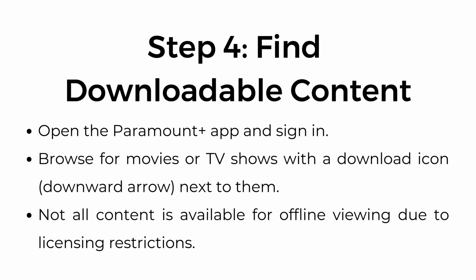Step 4. Find downloadable content. Open the Paramount Plus app and sign in. Browse for movies or TV shows with a download icon, a downward arrow, next to them. Not all content is available for offline viewing due to licensing restrictions.